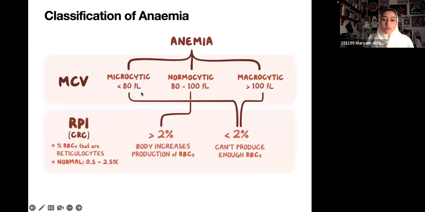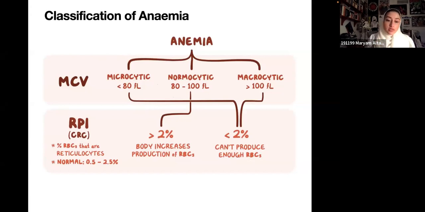All right. And generally, this is how we classify anemias. They can be based on the MCV, so microcytic, normocytic, or macrocytic. This is measured in, I think, femtoliters. I don't know the exact name of the unit, but this is how we classify anemias. And each one of these types of anemias has a different cause, as you guys know.